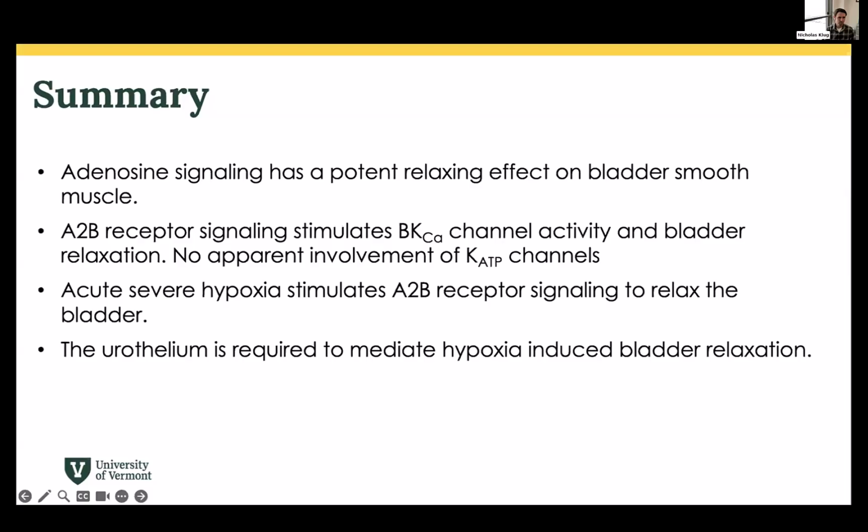And then acute severe hypoxia stimulates A2B receptor signaling to relax the bladder. That might be a compensatory mechanism. When you don't have a lot of oxygen, you probably don't want a lot of muscle activity going to that region. And the urothelium is required to mediate this hypoxia-induced bladder relaxation. So it seems like the tissue layers are working together to mediate this hypoxic response.